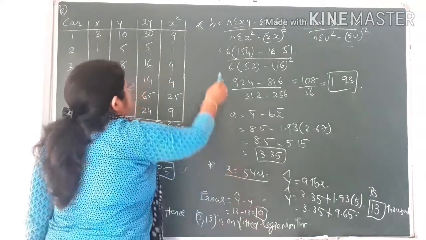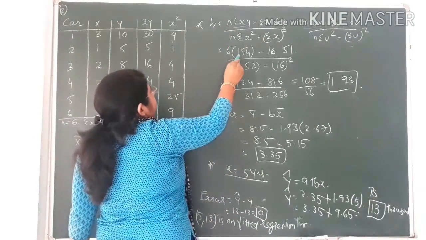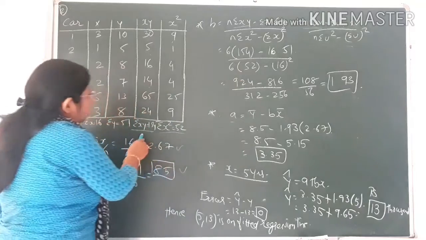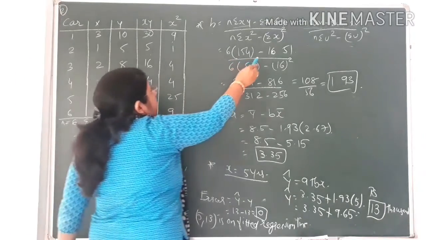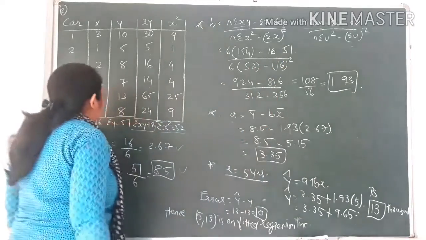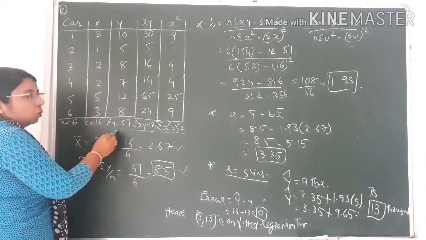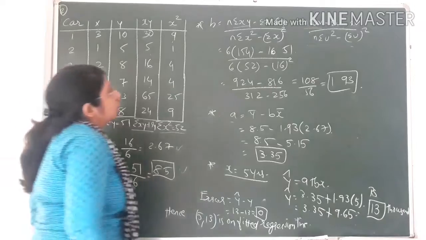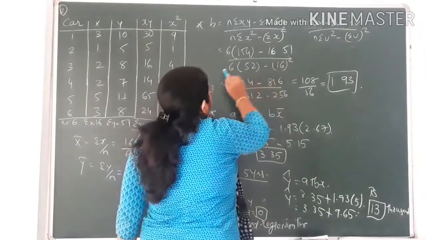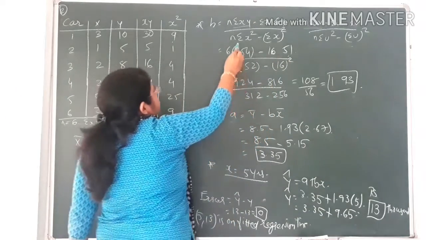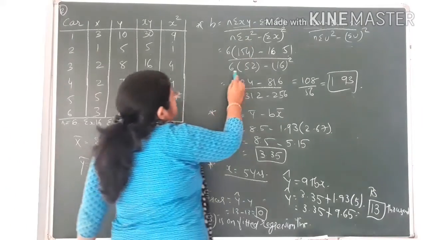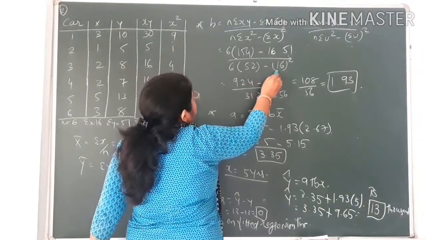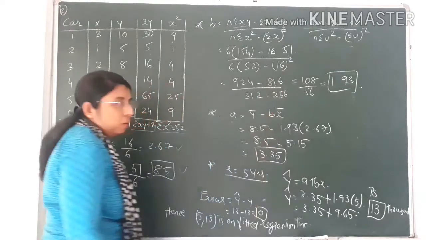Okay, now first of all the value of n is 6, and sigma xy that we have already found out you can see is 154. So 6 into 154 minus sigma x into sigma y. Total of x is 16, and total of y is 51. So 16 into 51 upon 6 into sigma x square. That total we have found out over here, that is 52. So 6 into 52 minus sigma x whole square, so 16 whole square.